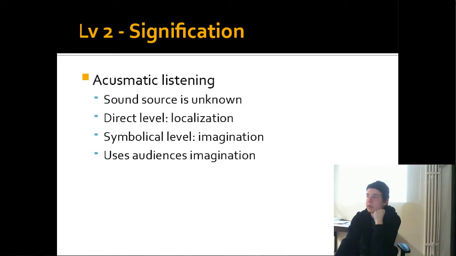So on the symbolic level, it uses our imagination at any point, and on the direct level it uses the localization. It only gives us the, depending on the level of our perspective, we can get two images.